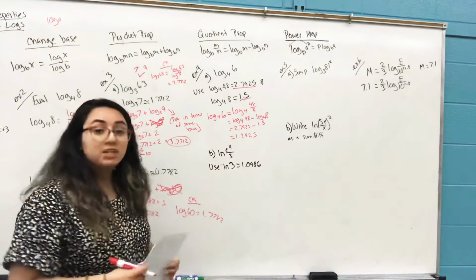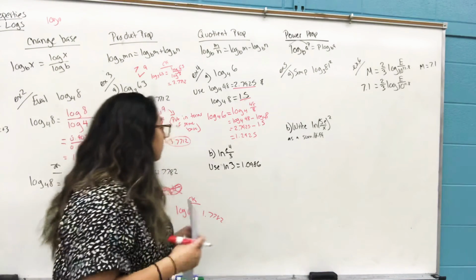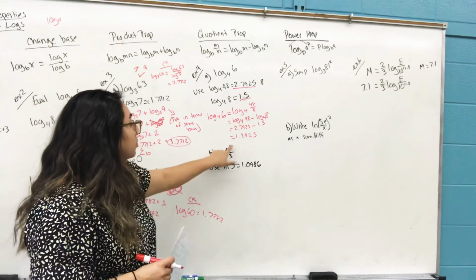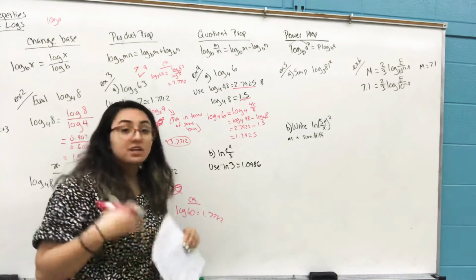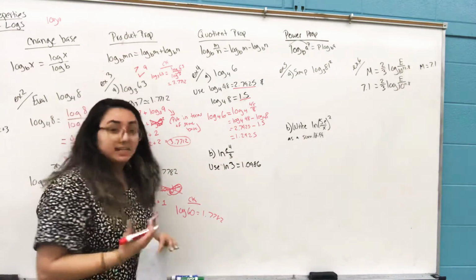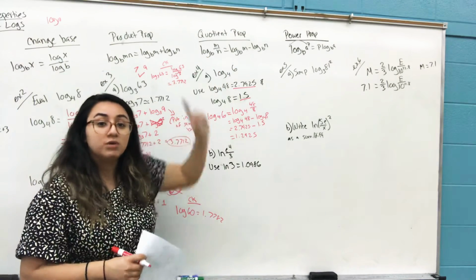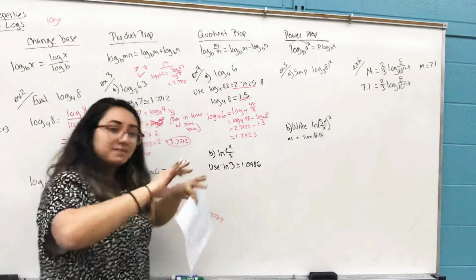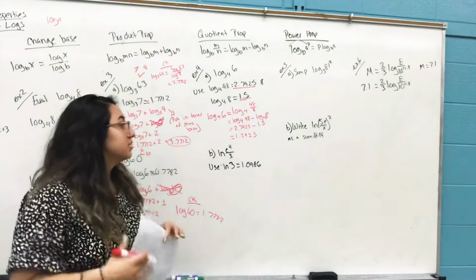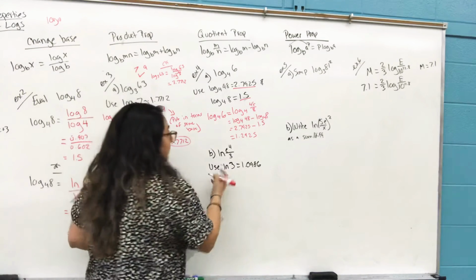B, now we're dealing with natural logs. Here it says natural log of e to the 4th power divided by 3. They are dividing. So therefore, if they are dividing, we're going to put them in terms of subtraction. You always want to do that. You kind of want to make them larger. We're trying to put it in terms of addition and subtraction.